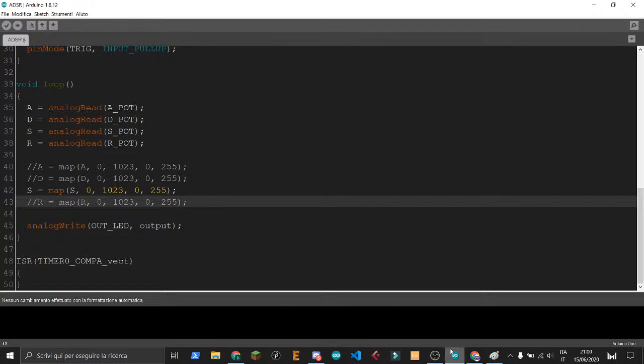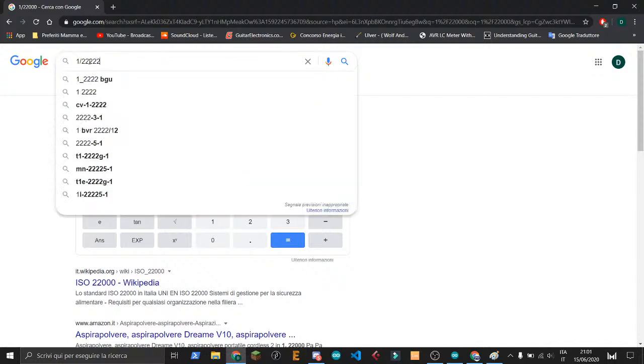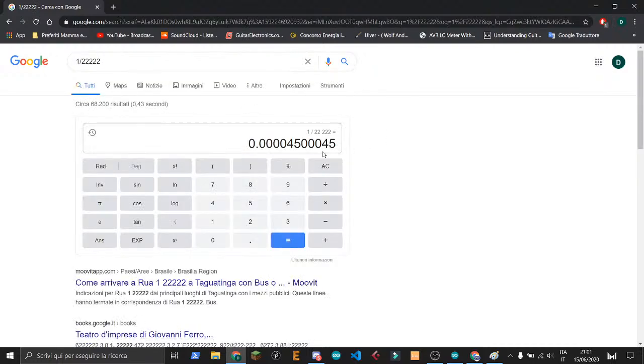So let's see. If we know that the timer ticks every 45 microseconds, let's be a little bit more precise here. Yeah, every 45 microseconds. If I multiply this value by 1023, we have basically a maximum attack, decay, and release of 46 milliseconds. It might be a little bit too quick. But we can change the clock afterwards, and if we change the clock, we don't need to change the rest of the code.